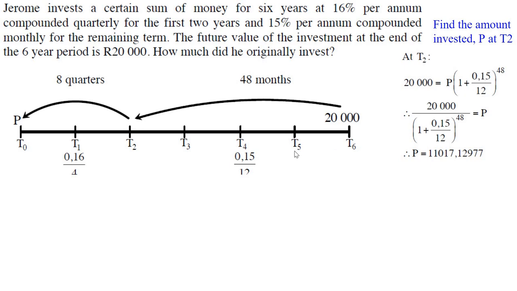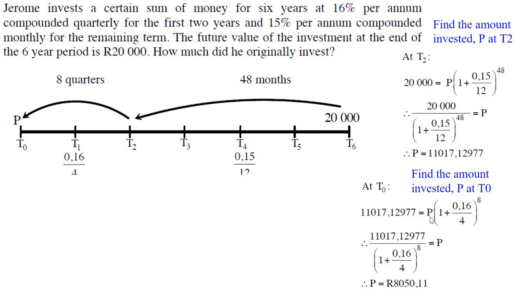It's 1 plus 15% compounded monthly over 4 years. You just divide, and you get that amount. And then you work backwards again to figure out what this P is. So we've got this amount, and we want to figure out what we started with. You divide and you get your answer.